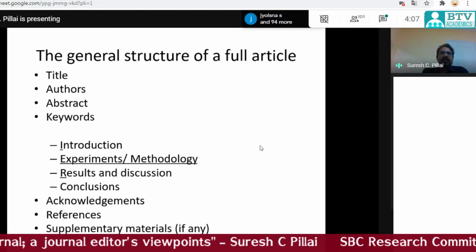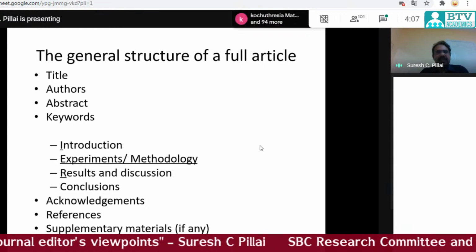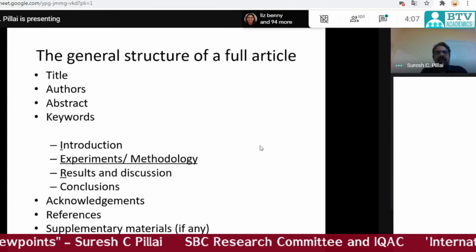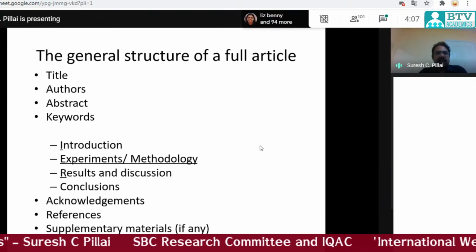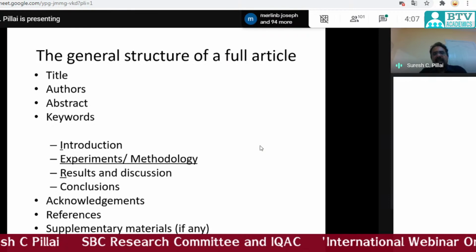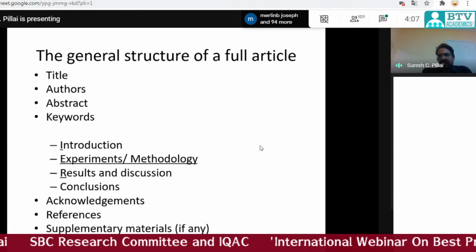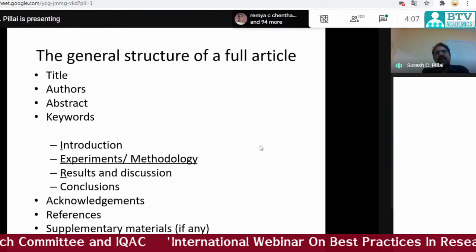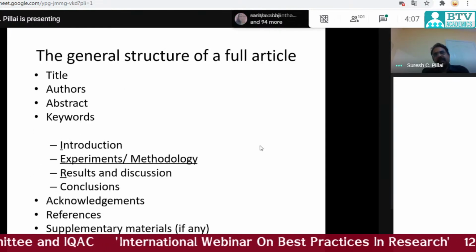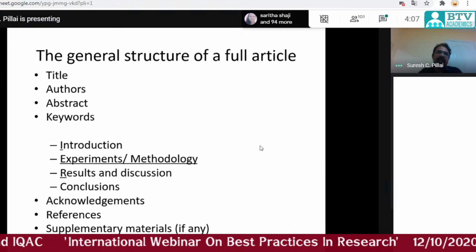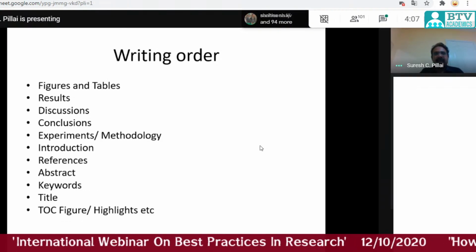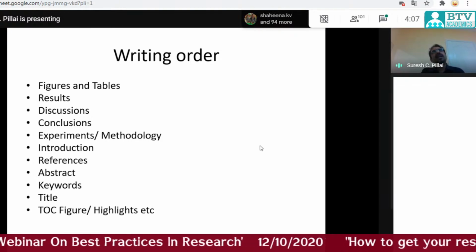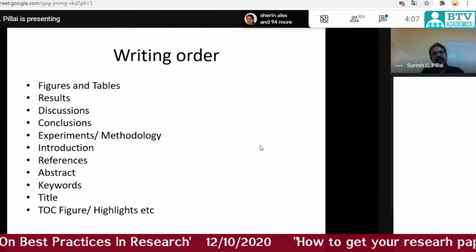So the general structure of a full article is: title, authors, abstract, keywords, introduction, methods, experiments, results and discussion, conclusions, acknowledgement, references, and in some cases, supplementary materials, if any. But that is not the way you write the paper. This is the way you see it in a journal. But when you start writing the paper, you can put in the figures and tables, and also, as I mentioned earlier, you can put in the methods. You already know that.